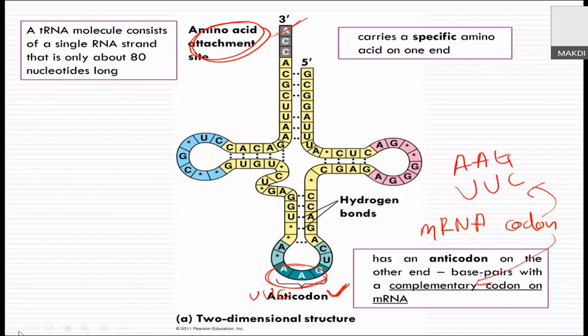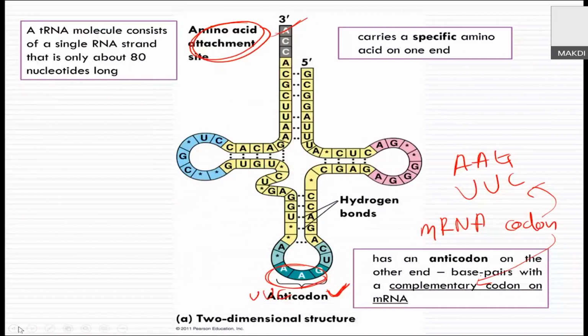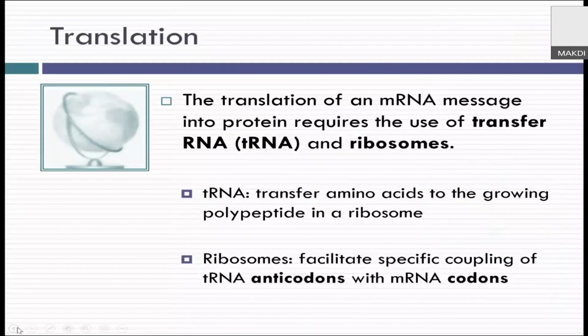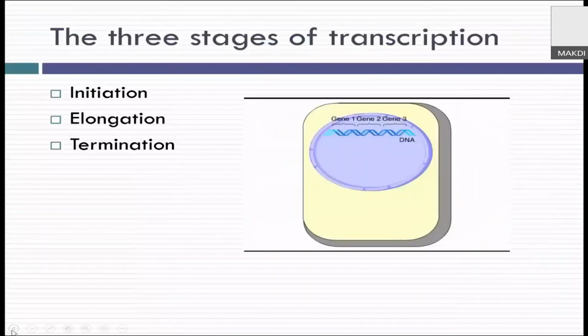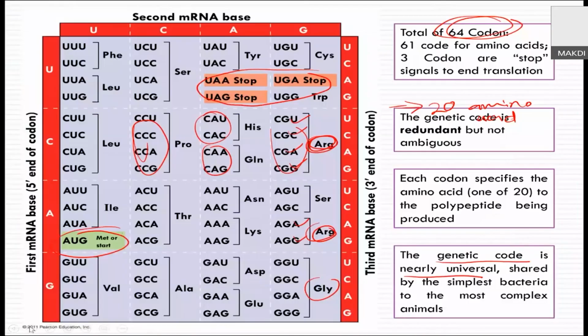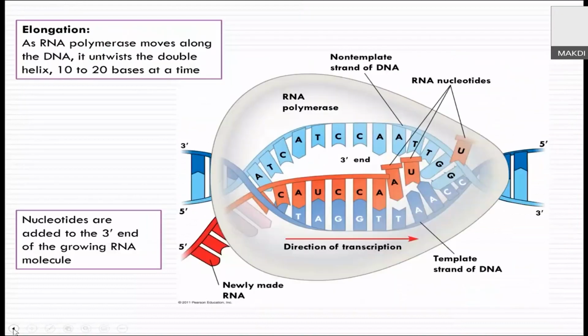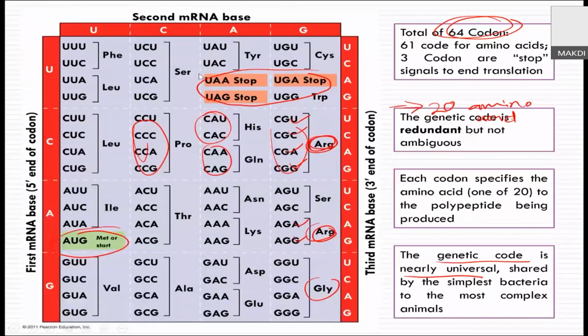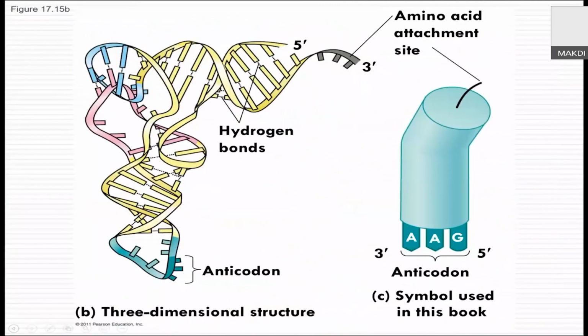Kita boleh refer to the table tadi. Tengok dulu. Bukan AAG, UUC. Codonnya. Jangan refer to the anticodon. Kita refer to the codon. UUC, so phenylalanine lah dia punya. Boleh kan? UUC, so phenylalanine.